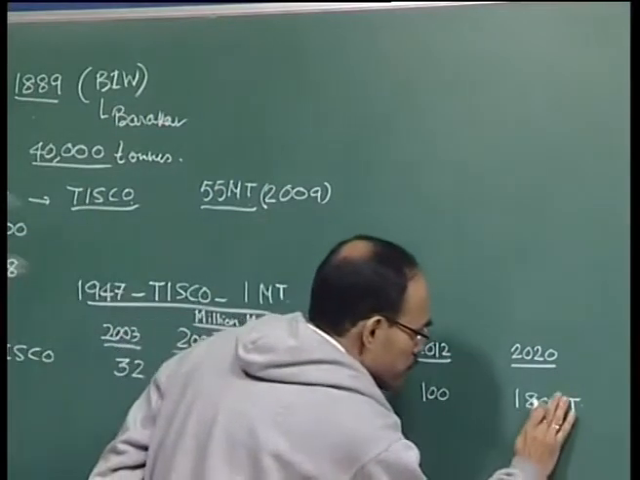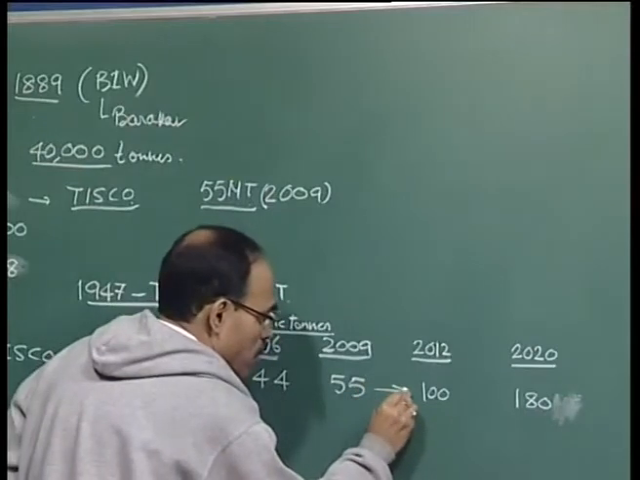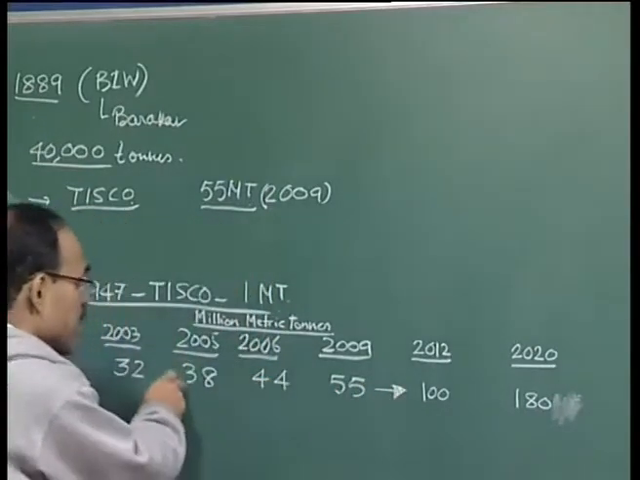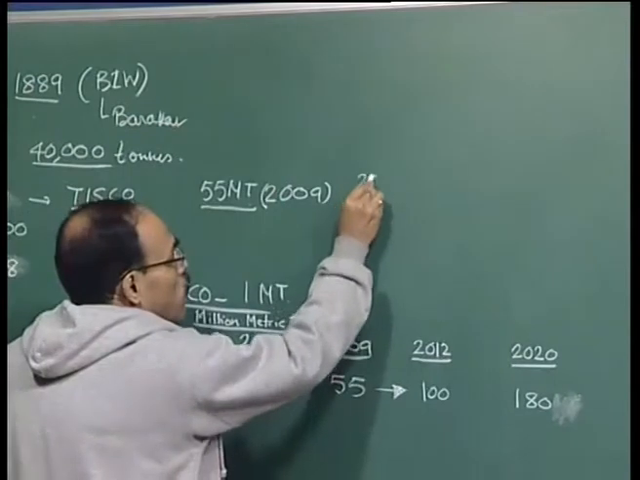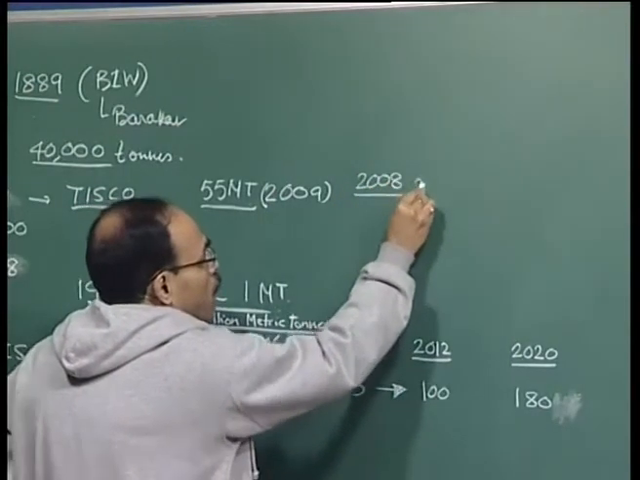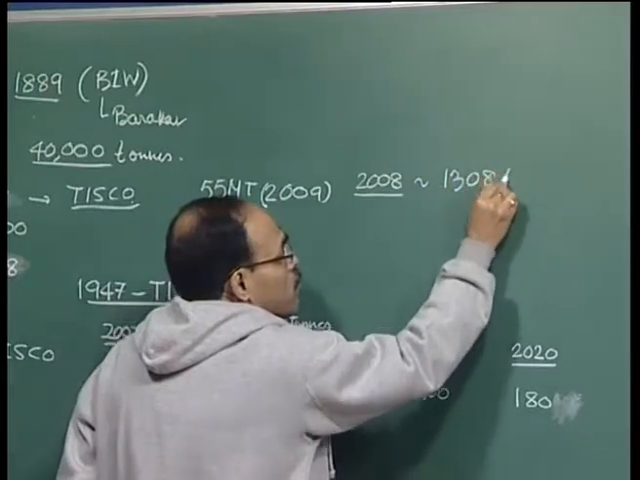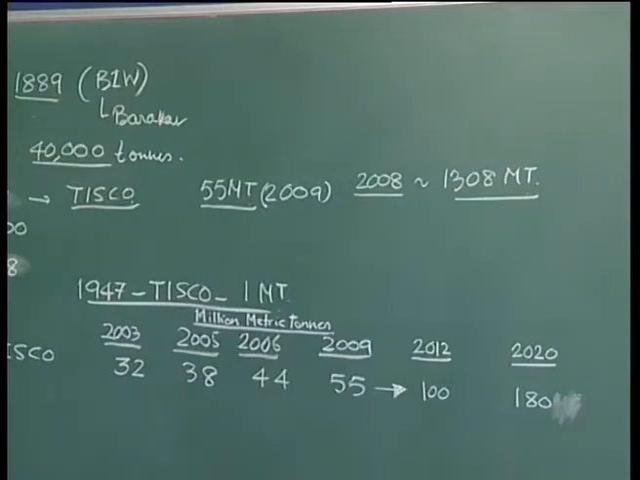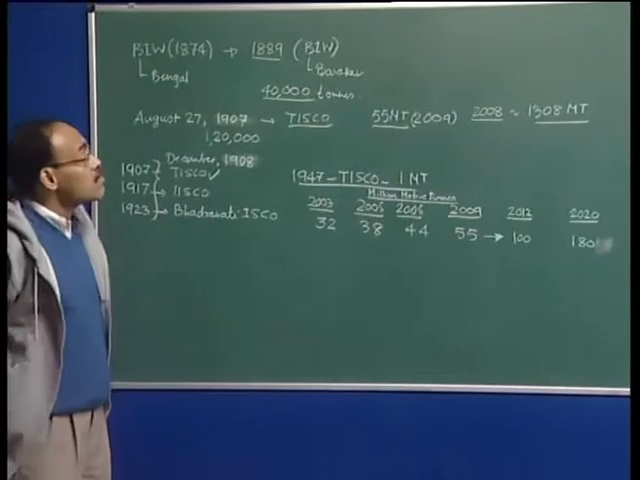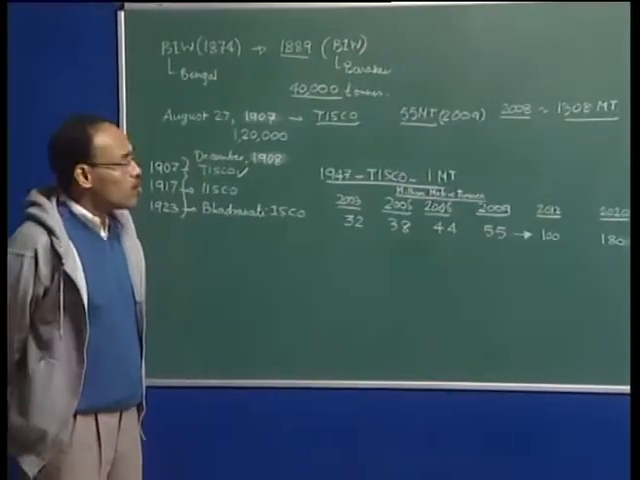So these are all projections. These are the real data, and on the right, 2012 and 2020 are the projections. Now, in 2008, roughly 1308 million tons of steel was produced globally. This is the global steel production, and I have mentioned at one point that steel production in the last 50 years has surged from 200 million tons to 1308 million tons today, which is about 6-fold higher.